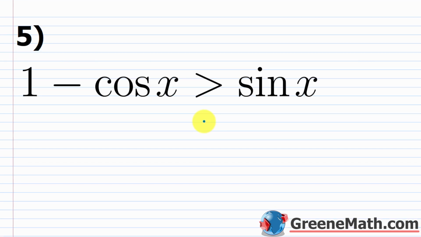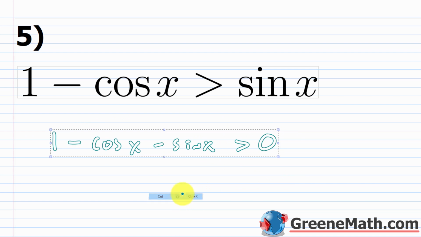All right, let's take a look at problem 5. Here we have 1 minus the cosine of x is greater than the sine of x. For this problem, I'm going to use the test point approach. You'll remember this is what we used when we solved quadratic inequalities and rational inequalities. It's basically the same concept. I would write this as 1 minus the cosine of x, subtracting the sine of x from each side, so minus the sine of x, and ask where that is greater than 0.